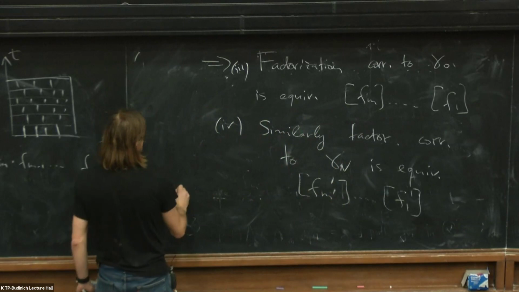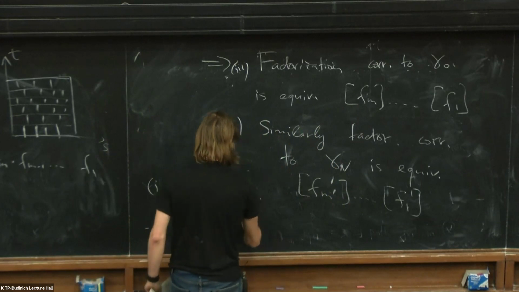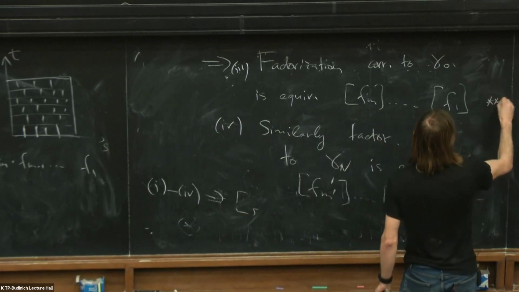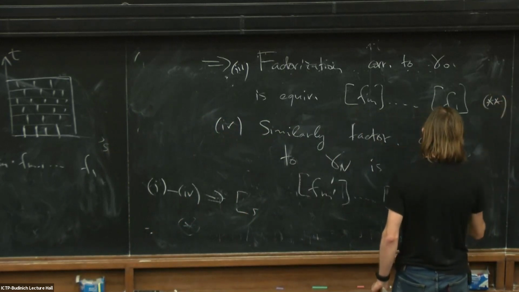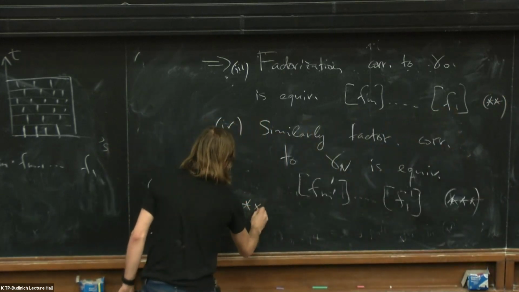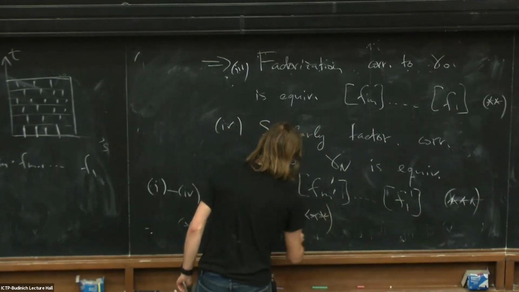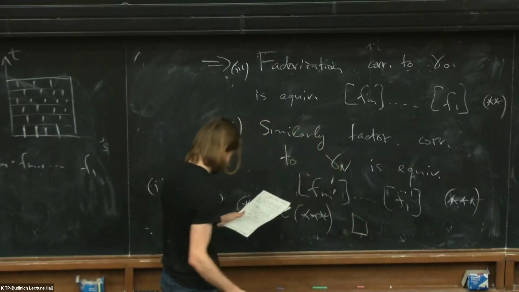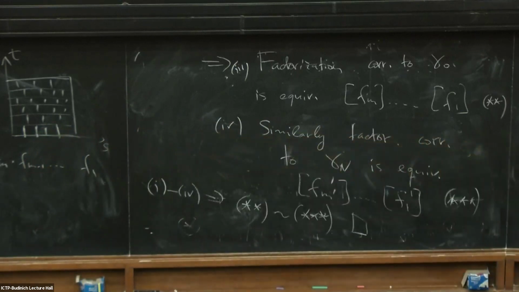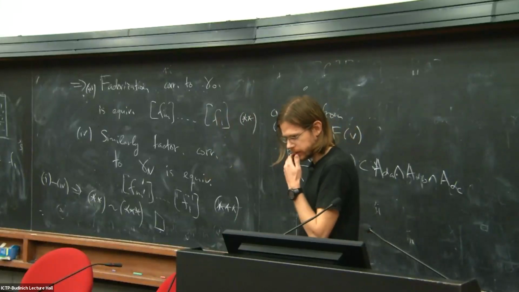So collecting these points from 1 to 4, we get that indeed this double star and this triple star are indeed equivalent. This is what we wanted to show. So this finishes the proof of the theorem.